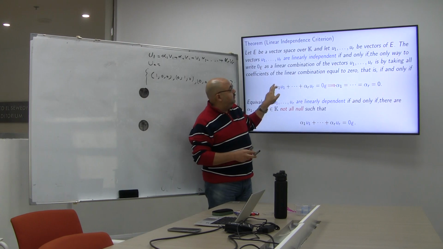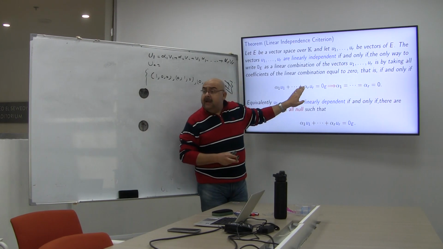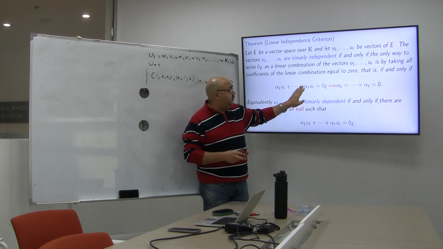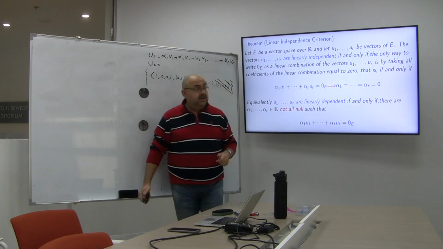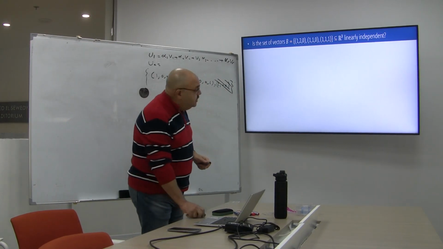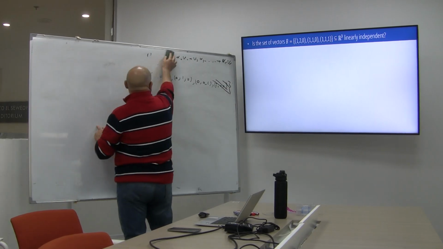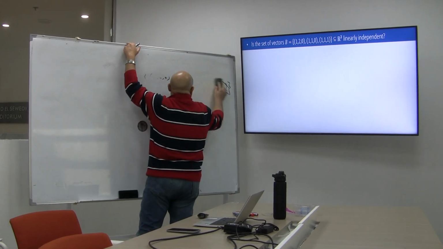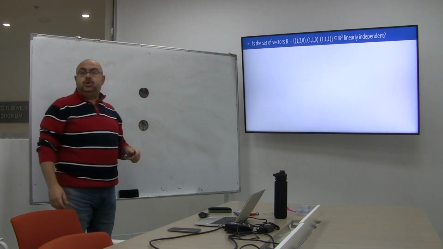If you try to solve it for alpha 1 up to alpha r, and all of them are equal to 0, then it's going to be an independent set of vectors. If you have a relation connecting them, then it's going to be linearly dependent. I would choose this problem just to discover if this set of vectors is linearly independent or linearly dependent. What to do if you are asked to go through it?